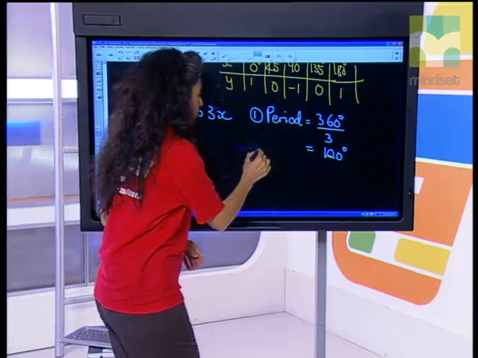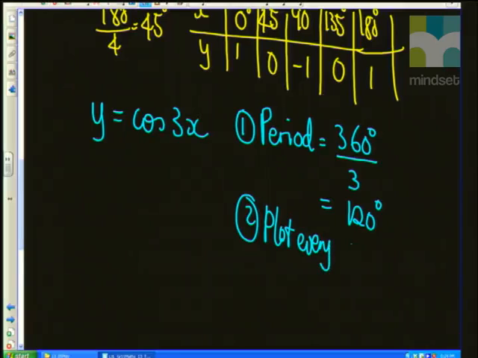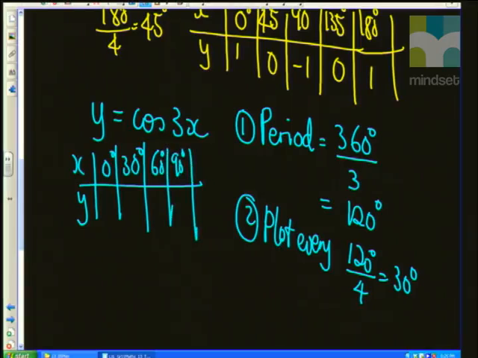4. So we're going to plot every 120 degrees divided by 4. We're going to plot every 30 degrees. So I now know that I'm going to have 0, I'm going to have a 30, a 60, a 90, and a 120. That's my first cycle. So I'm going to have a max, then I'm going to go to 0, then my minimum, then a 0, then a maximum, and that cycle is going to repeat itself.